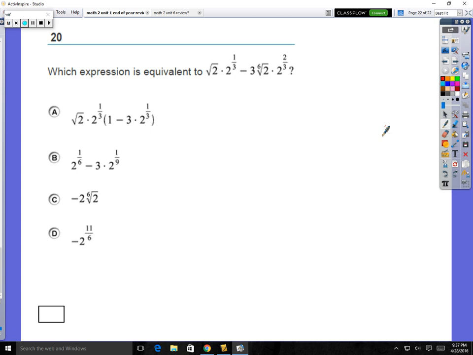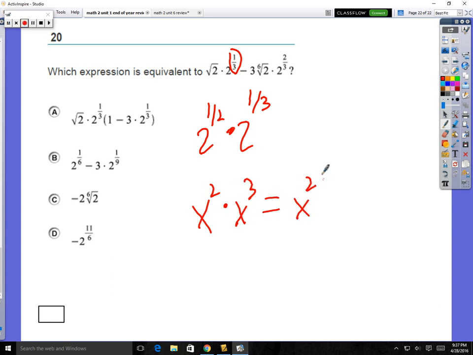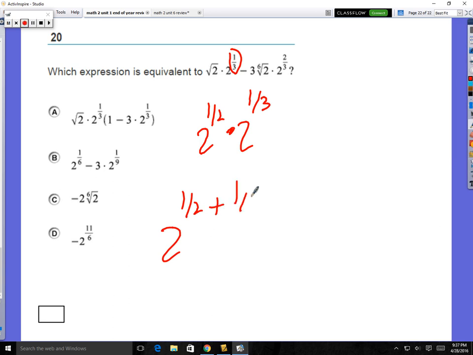whoa, that looks like a mess. Okay, same concept, though. I'm going to change it to this. So that's 2 to the 1/2 times 2 to the 1/3, and that is just like x squared times x cubed. Property is x to the 2 plus 3, so the rule says you got to plus them. So this is going to be 2 to the 1/2 plus 1/3, and we're going to change them to 6's. 3 sixths plus 2 sixths, this is going to be 2 to the 5 sixths.